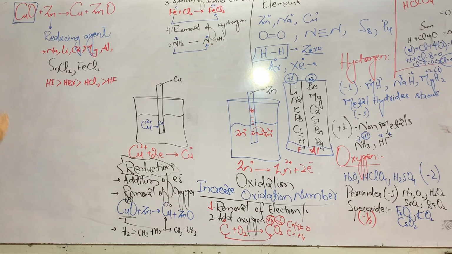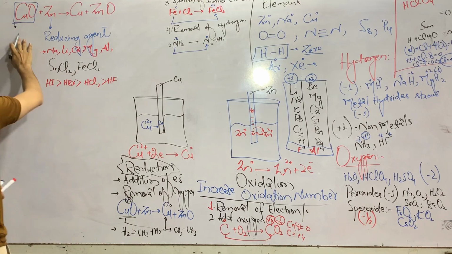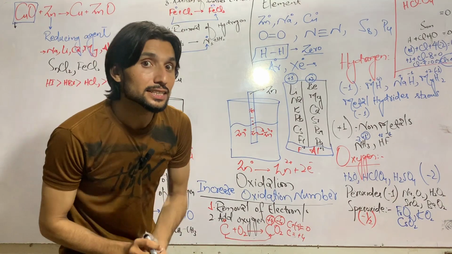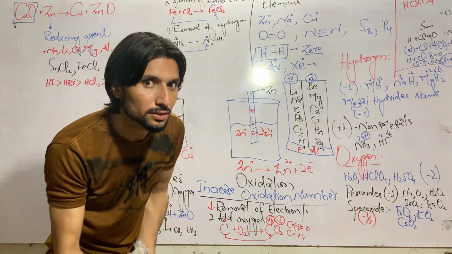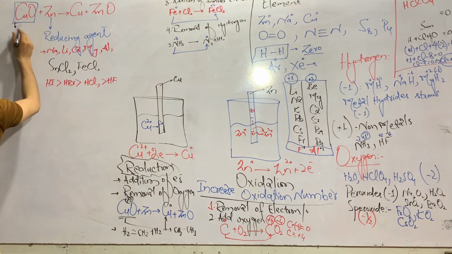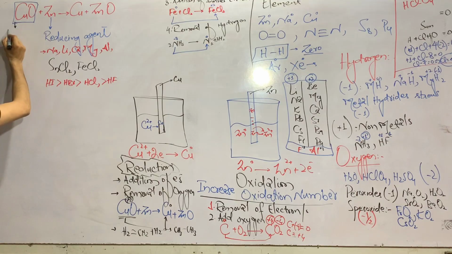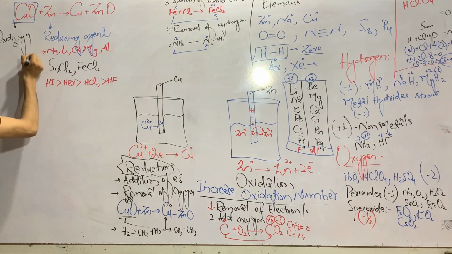Now we have talked about reducing agent, but what about this species? This is acting as an oxidizing agent, as we could see that it has oxidized zinc. It has helped zinc to be oxidized. So helping in oxidation means agent of oxidation. As it is helping in oxidation, it is an agent of oxidation. So copper helps in oxidation, so it is an oxidizing agent.